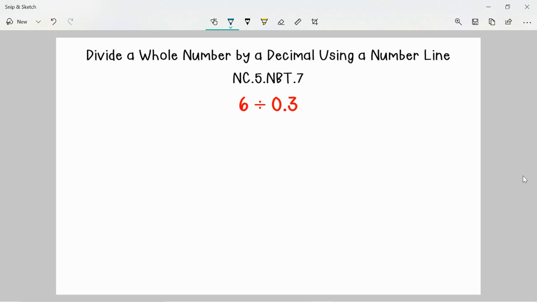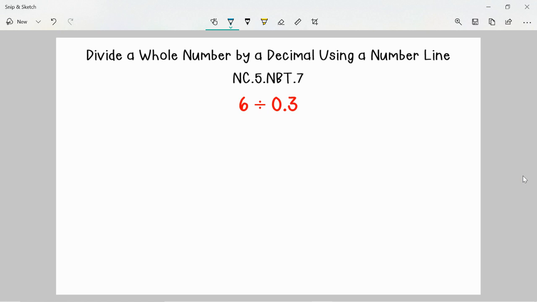In this video, we will look at dividing a whole number by a decimal using a number line. The focus of this standard is using models, drawings, and strategies based on place value to compute problems. The work shown here should come after students have worked with more concrete models to divide, such as base 10 pieces. So let's get started with solving 6 divided by 3/10.